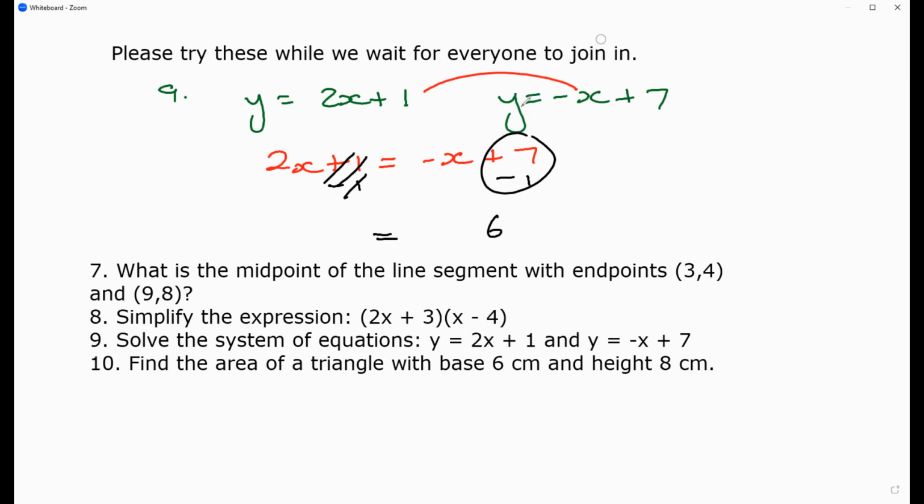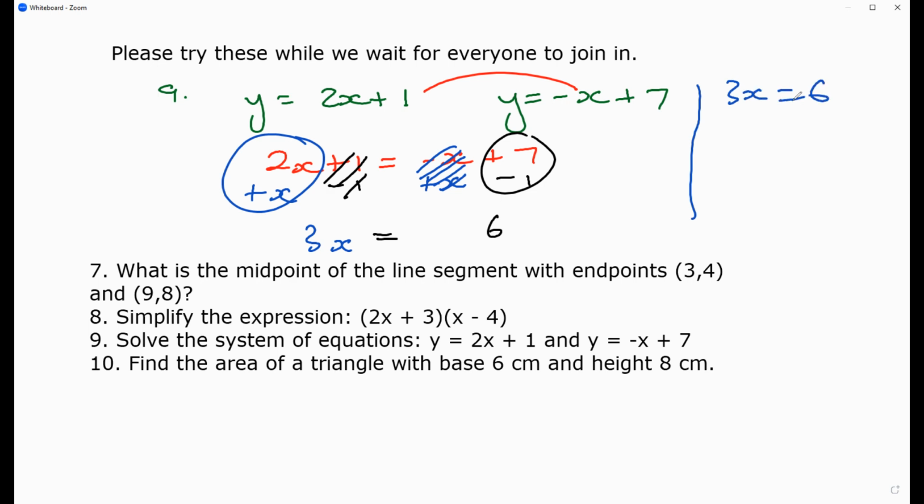Then the next thing I can do is add x so that it cancels out on this side, but do the same thing on the left-hand side, and that becomes 3x. Now I've got the equation 3x equals 6. I divide both sides by 3, and I get x equals 2. So equating it helps me to solve it. But it says solve the system of equations. I've only found the x value. I still need to find the y value.